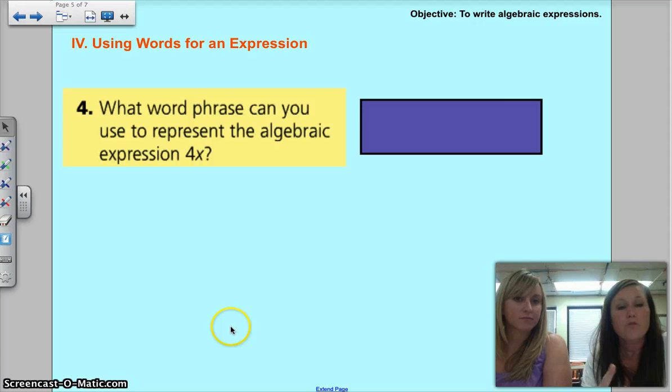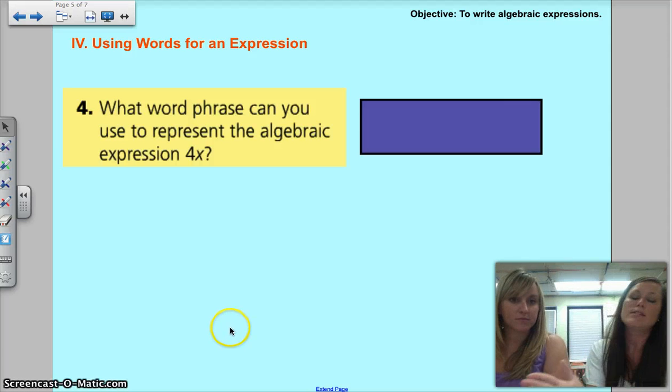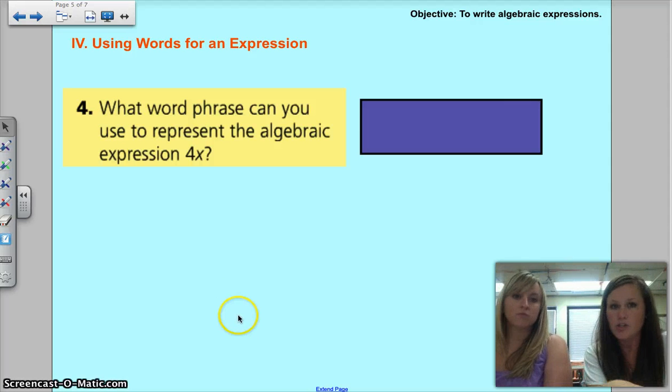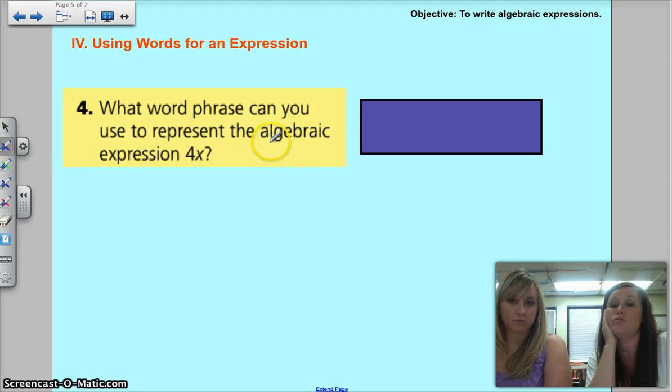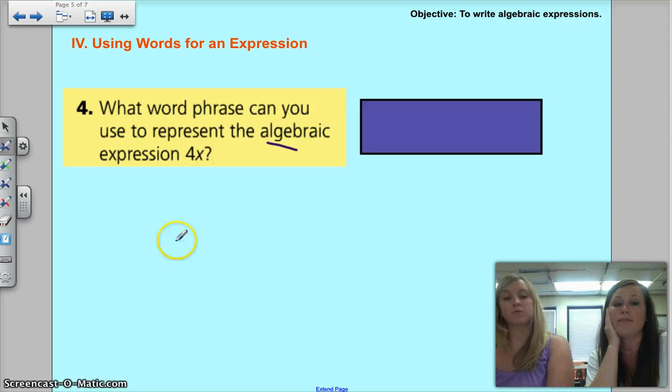All right. Number 4, using words for an expression. So this time we're going backwards. We're going to make the expression into a word phrase, right? What word phrase can you use to represent the algebraic expression 4x?